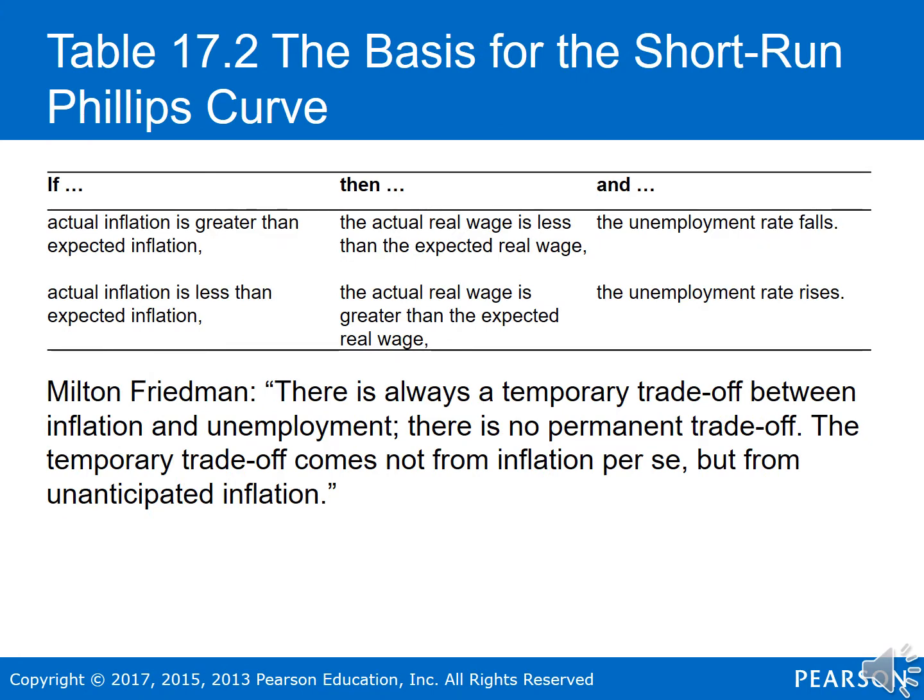So to summarize, if the actual inflation is greater than what was anticipated, then the actual real wage is less than the expected real wage. So the unemployment rate is going to fall. If we have higher inflation than was anticipated, we see lower unemployment. On the other hand, if the actual inflation rate is less than the expected inflation, then the actual real wage is going to be greater than the expected real wage, so we'll see an increase in the unemployment rate. Milton Friedman noted there's always a temporary trade-off between inflation and unemployment, but there's no permanent trade-off. The temporary trade-off comes not from inflation per se, but from unanticipated inflation.